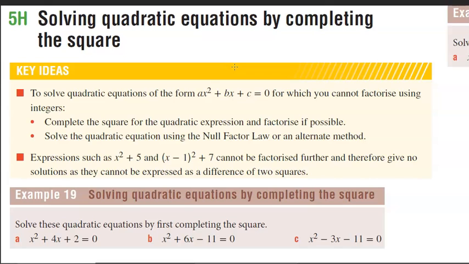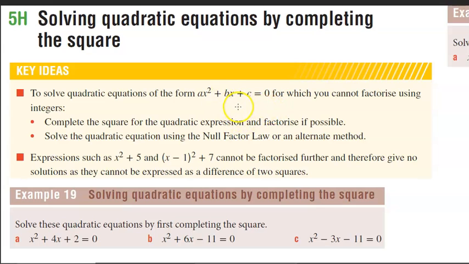null factor law. So to solve quadratic equations in the format of ax squared plus bx plus c equals 0, if you cannot factorize this, you're going to complete the square for the quadratic expression, factorize if possible, and then solve the quadratic equation using the null factor law or any other type of method. When you can factorize, you just factorize it like normal using the null factor law, and then you can solve for x.